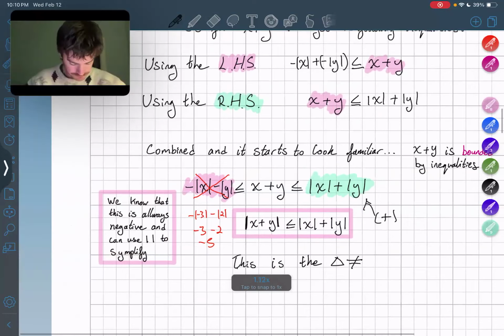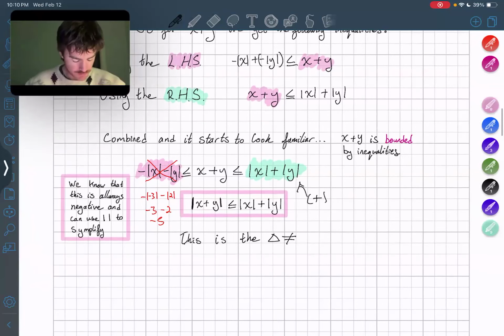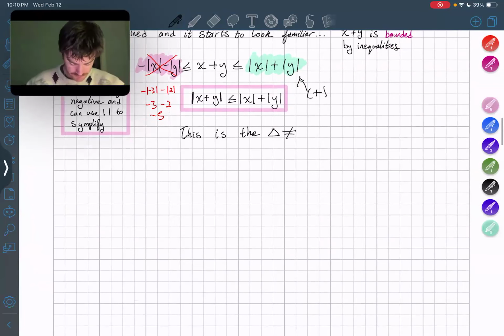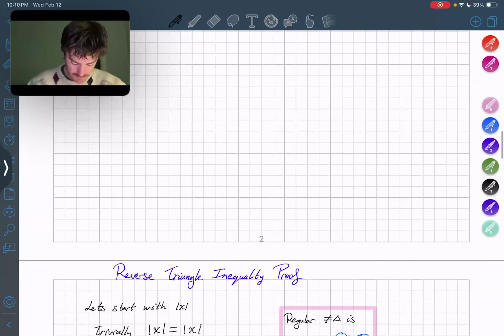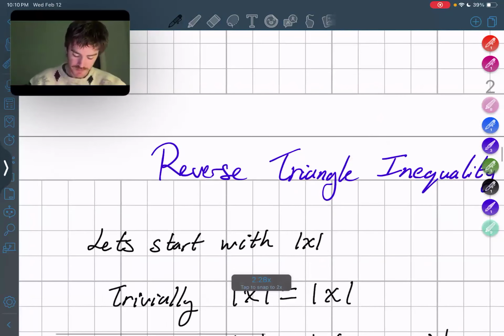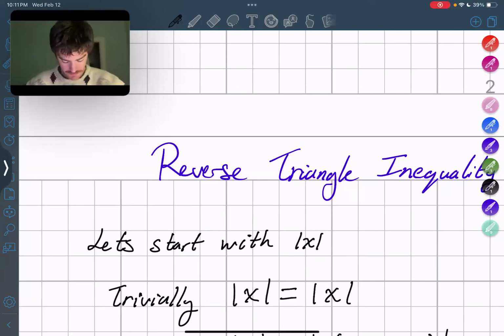So let's move on to the next inequality. This one's going to be the reverse triangle inequality. So we're going to start with the absolute value of x.